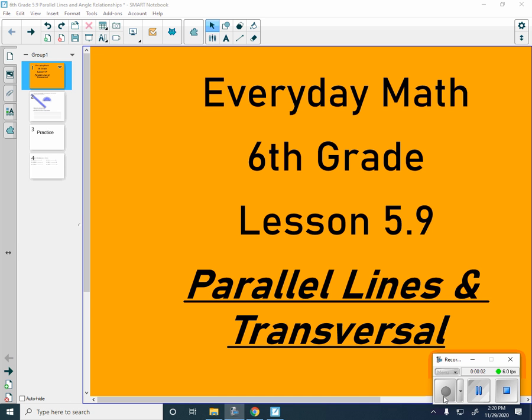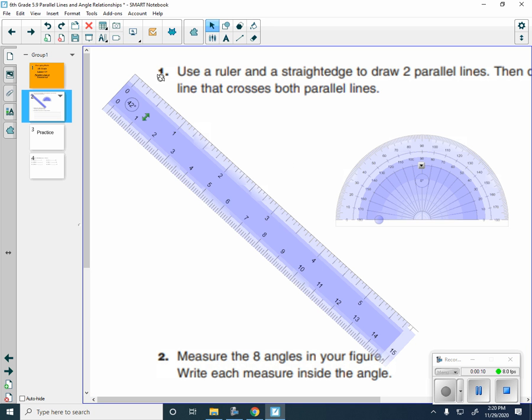Hello, sixth graders. Today we're going to be working with parallel lines and a transversal. A lot of this is going to be review, but take a look at how we're going to be doing this. Watch closely. You're going to have to be doing this today with some parallel lines.